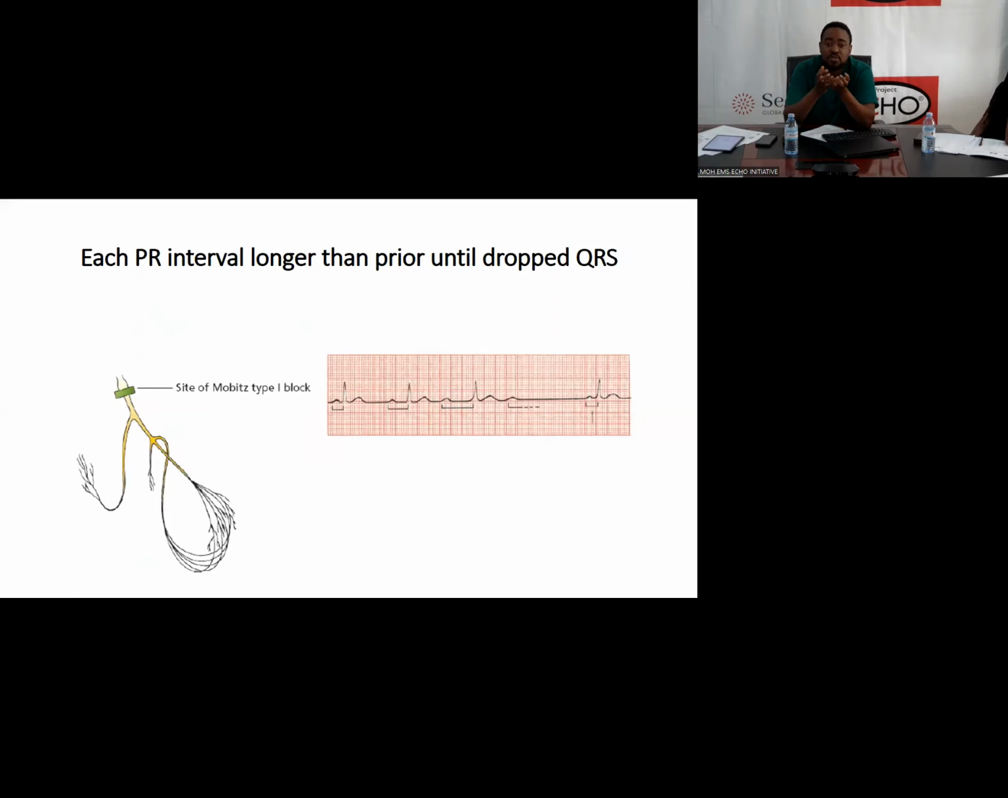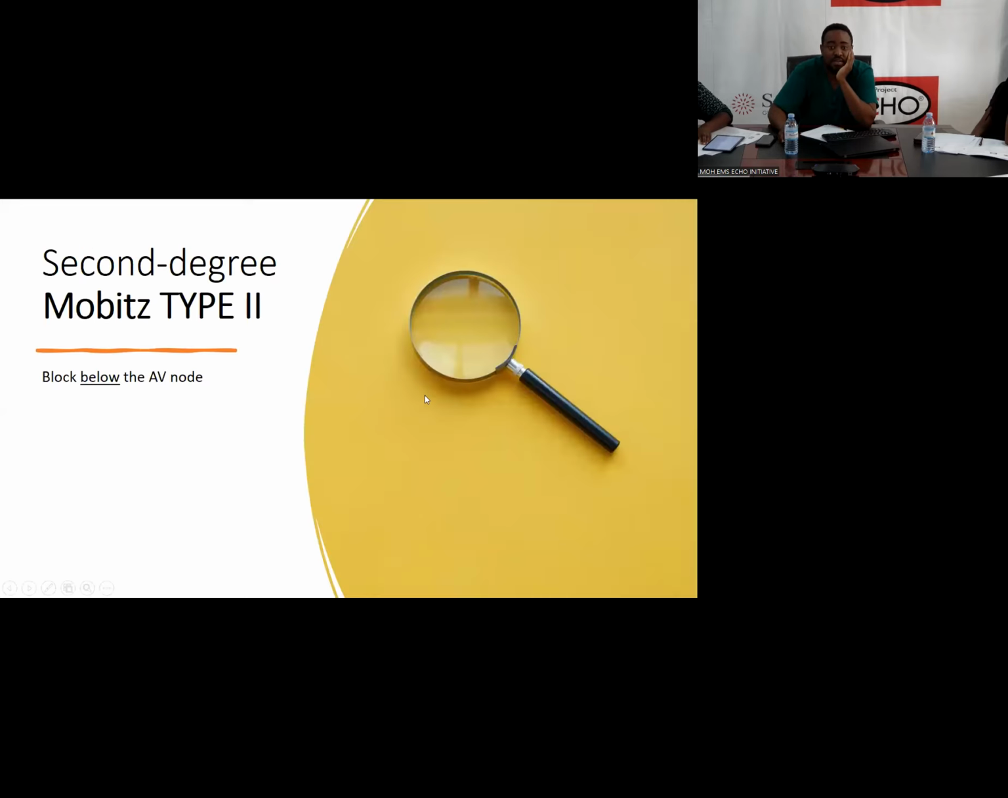Impulses go to the AV node, and instead of crossing down to the ventricles, they were just simply not conducted. So at that point, because the pause is going to be long, sometimes the ventricles fire an impulse. So you may see a QRS complex that's looking big and bizarre at that point.